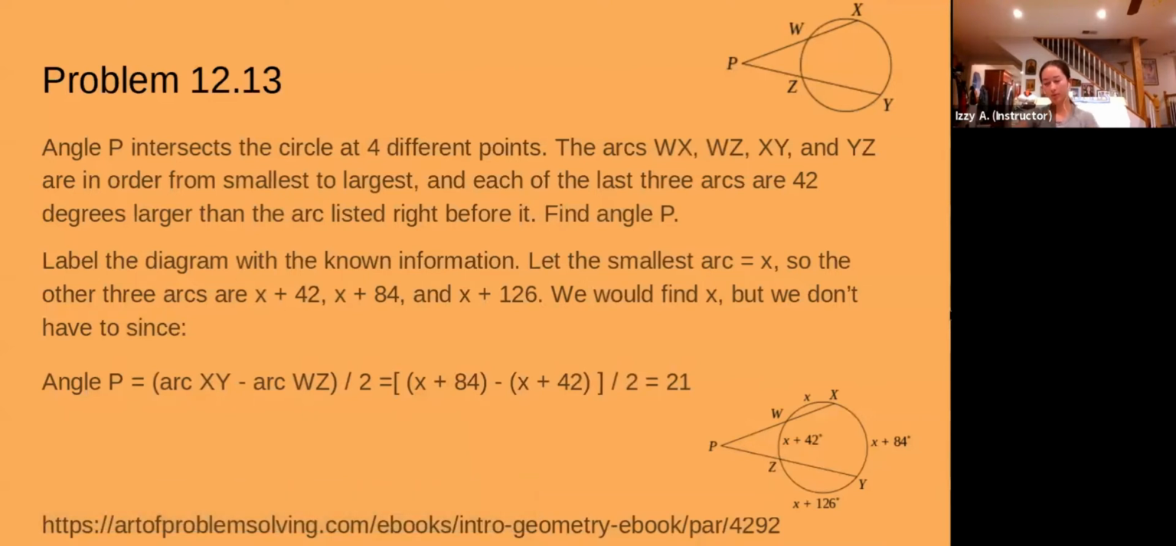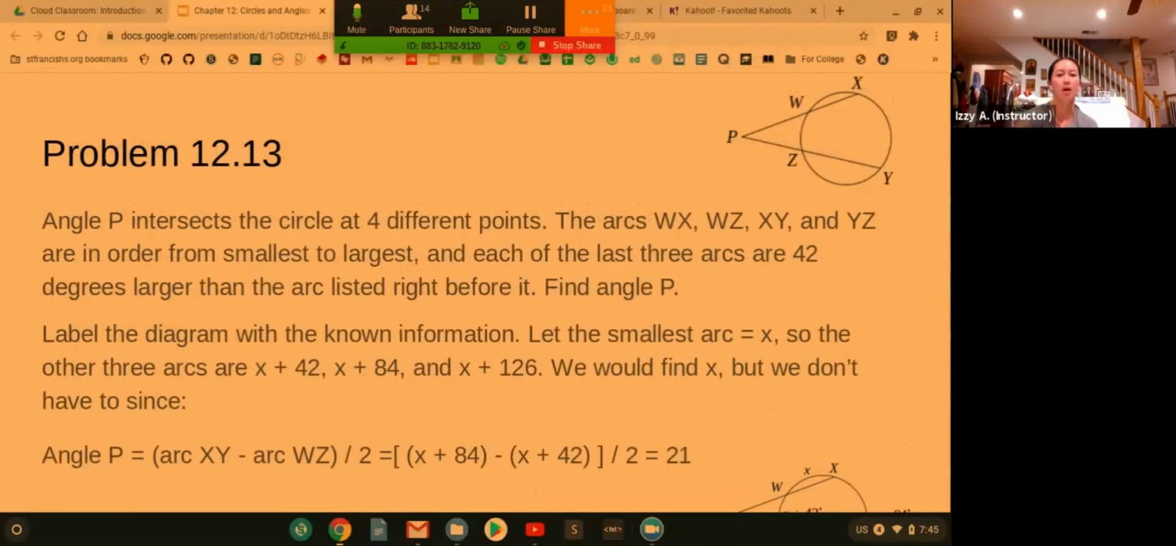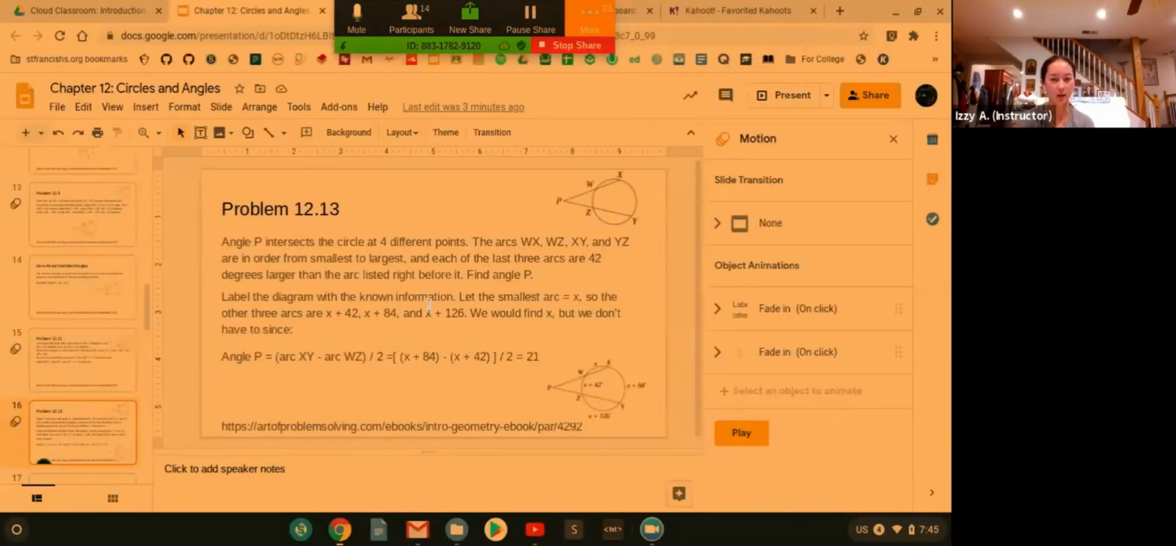Okay, I'll leave this up here for a few more seconds and then we can take a break because it is 7:45. You can go ahead and take a break now and we will meet back in 5 minutes.